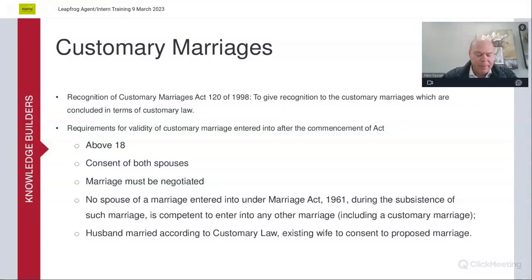And if a husband is married according to the customary laws, the existing wife must consent to the proposed marriage. So if they are married according to the customary laws, the wife must consent to him entering into another customary marriage as well, like Jacob Zuma, etc., that get married by way of customary laws and procedures to more than one wife, but you need the consent of your existing spouses to enter into that customary relationship or marriage with the next spouse.